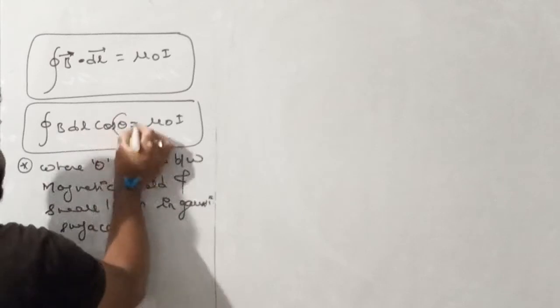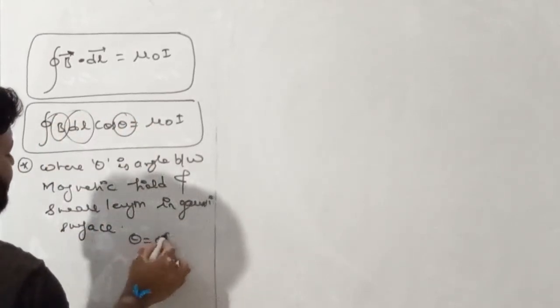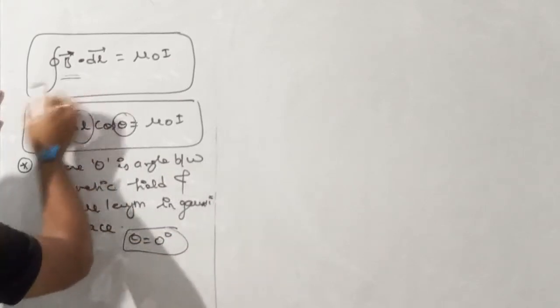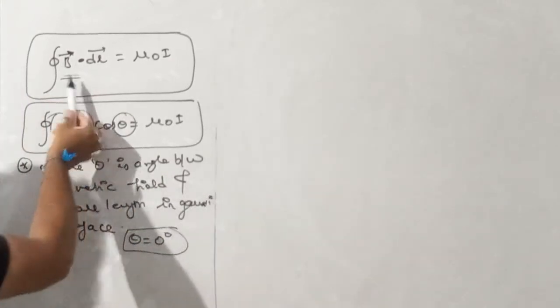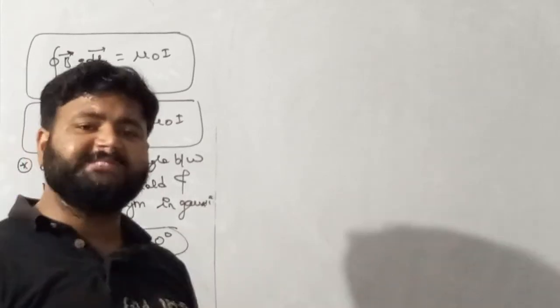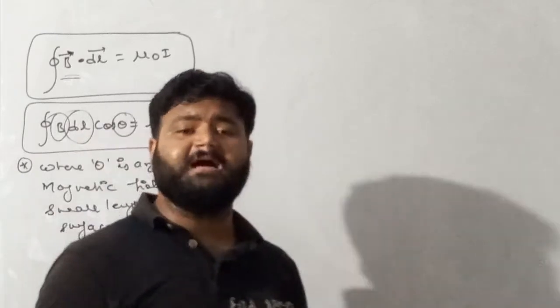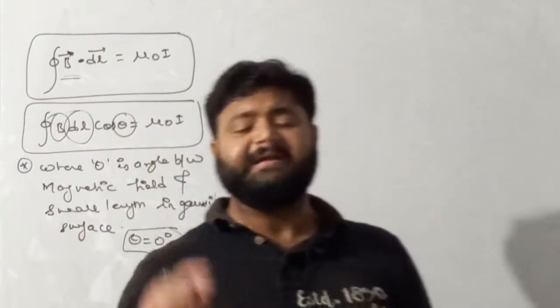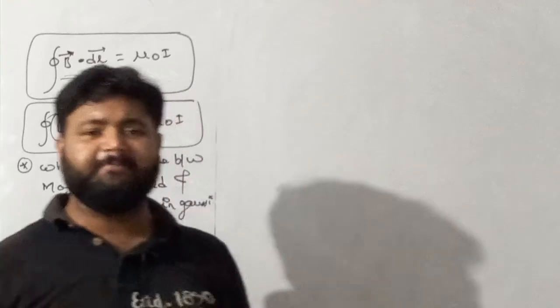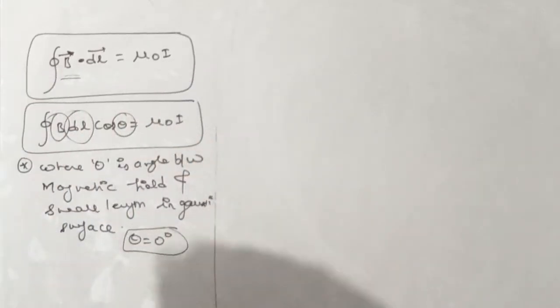I already discussed in the first chapter that theta, the angle between the magnetic field and the small length, is always 0 degrees. And the magnetic field is always constant. So if the magnetic field is constant, it comes out of the integration of dl cos theta. Theta is 0 degrees, and dl is a small length on the Gaussian surface. If we integrate it, it will be converted into L, and remember, L is nothing but the total length of the Gaussian surface, and I is the current inside the Gaussian surface.